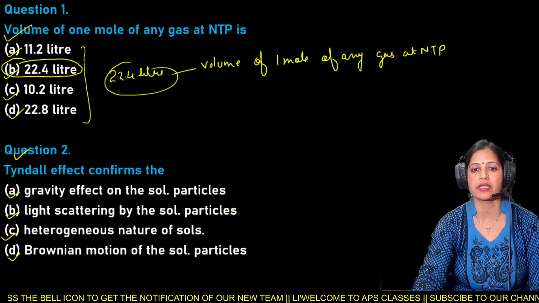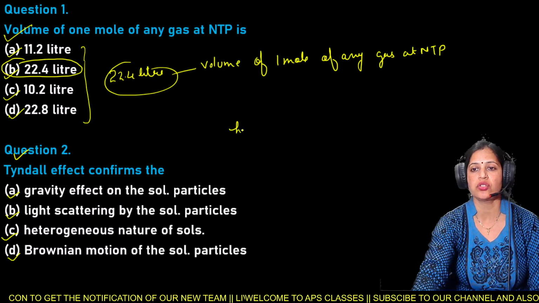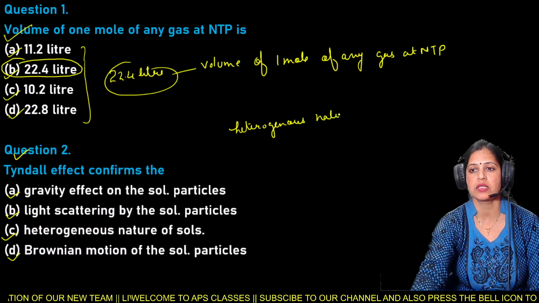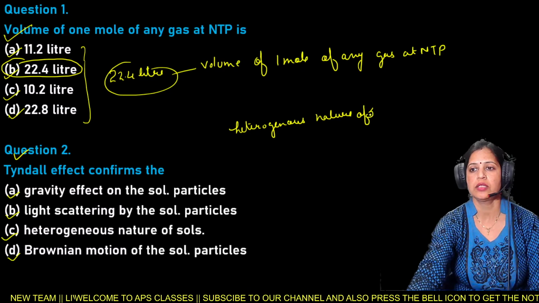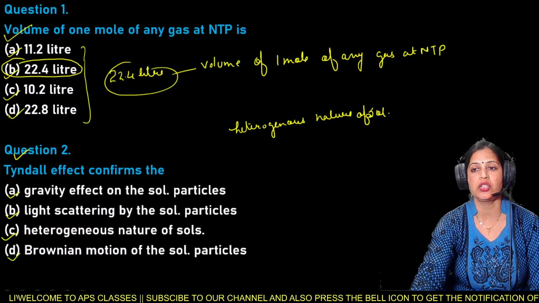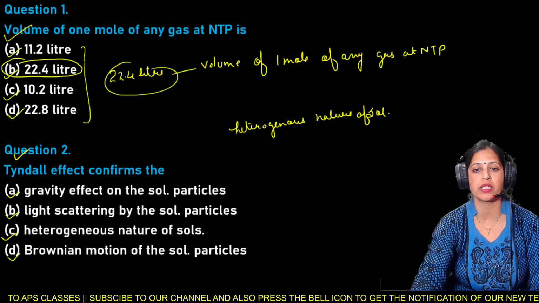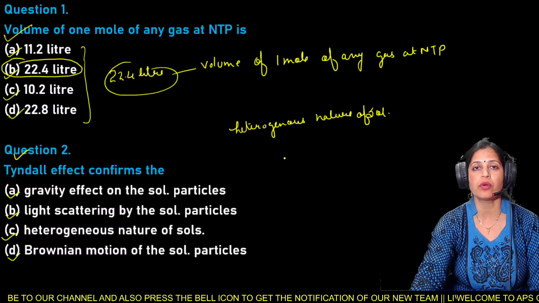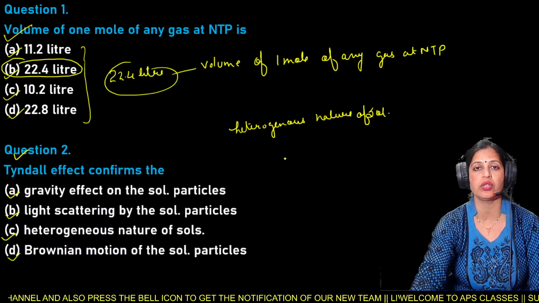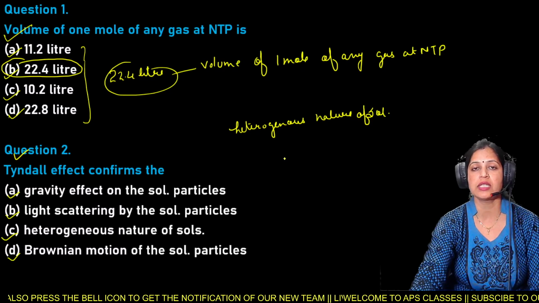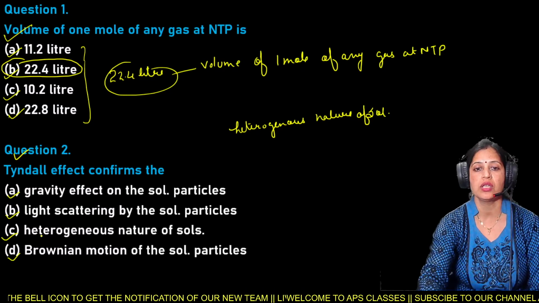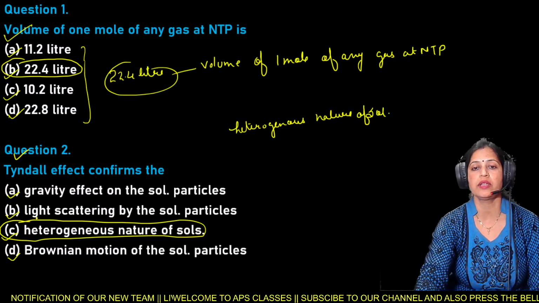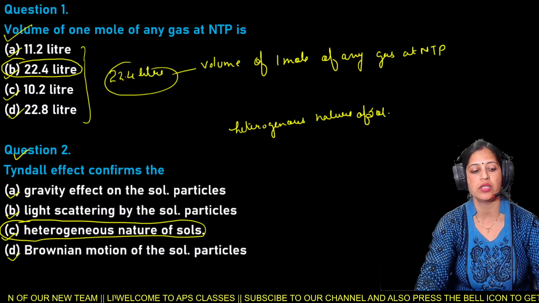Here the Tyndall effect confirms the heterogeneous nature of the sol. It does not confirm the gravity effect on the sol particles, nor the light scattering by the sol particles, nor the Brownian motion of the sol particles. So these factors are not confirmed by the Tyndall effect, but only the heterogeneous nature of the sol. So this is the right answer: the Tyndall effect only confirms the heterogeneous nature of the sol.